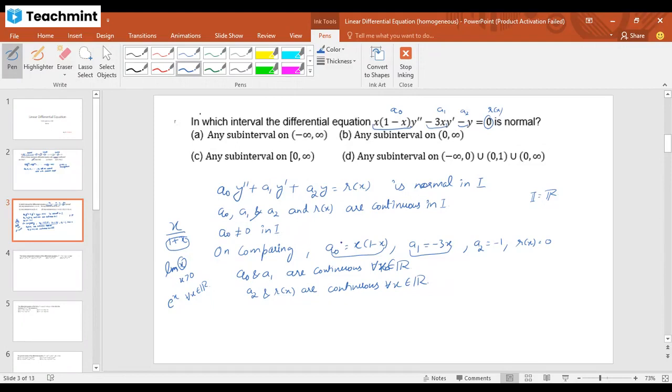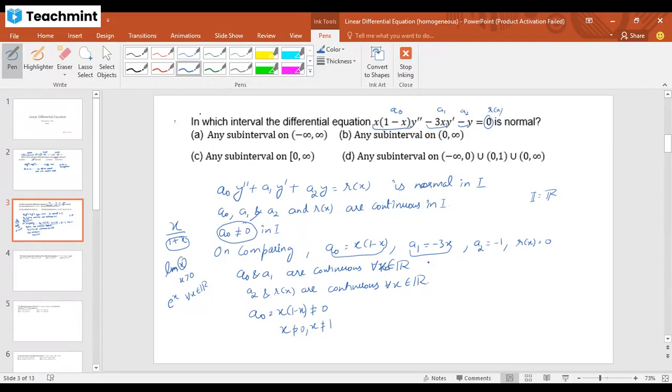So in this case, all the functions are continuous. That means the first condition is satisfied for the complete real line. And the second condition is that your leading coefficient should not be equal to 0. Here your leading coefficient is a naught. What is a naught? A naught is x into 1 minus x. So it should not be equal to 0. What does it mean? It means that x should not be equal to 0 and x should not be equal to 1, because for these two values of x, your leading coefficient is 0.